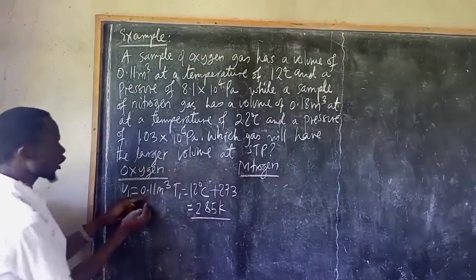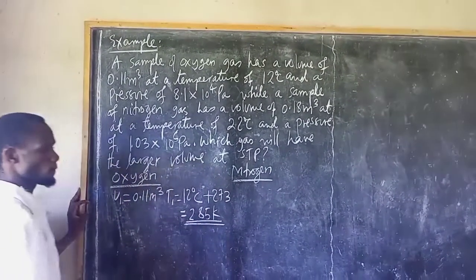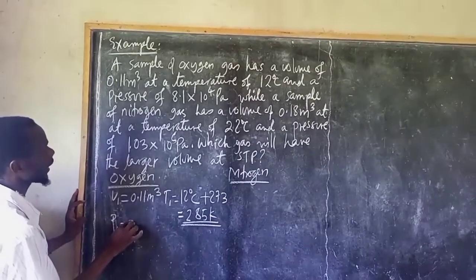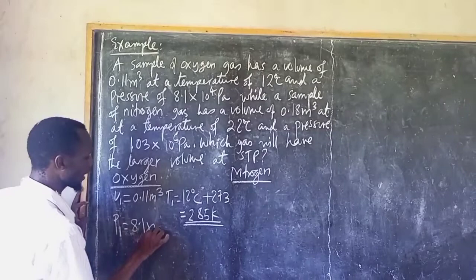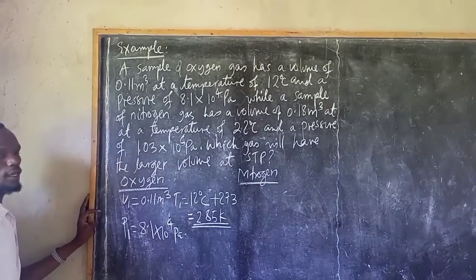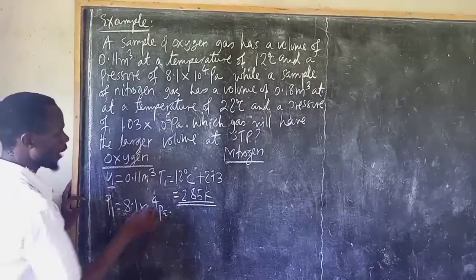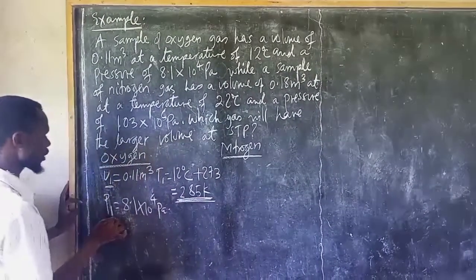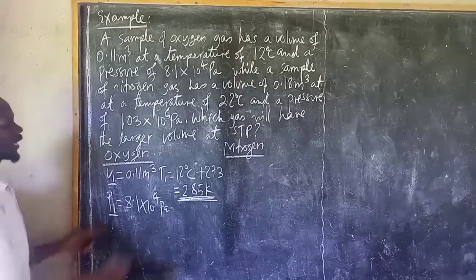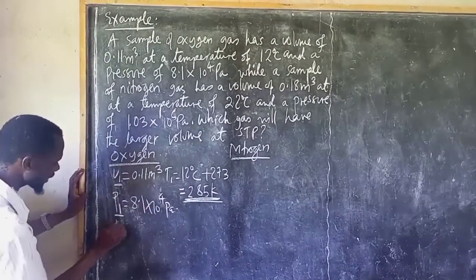Now, the volume of 0.11 meter cubic at this temperature, that is oxygen, and a pressure of 8.1 times 10 to the power 4 Pascal. Now this is all about oxygen. We have the volume of oxygen, the temperature that was recorded, and also the pressure that was recorded. Then the question is to determine the new volume that will be obtained at STP.